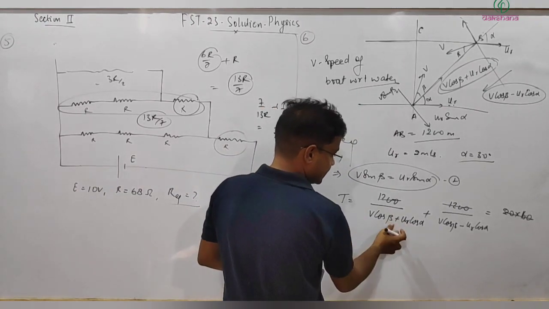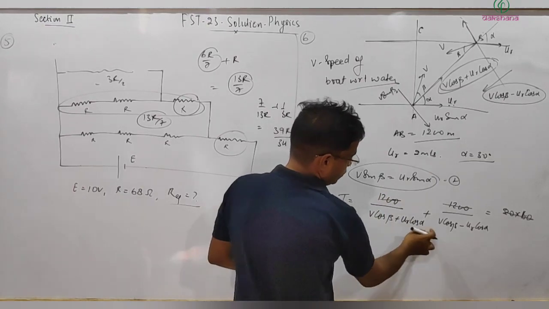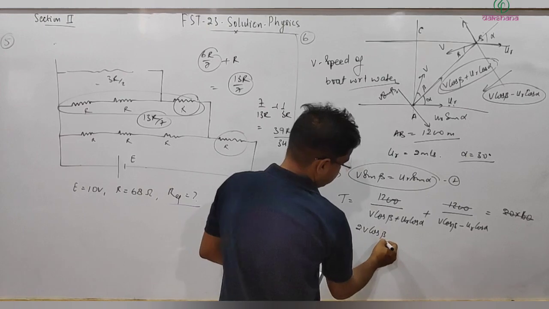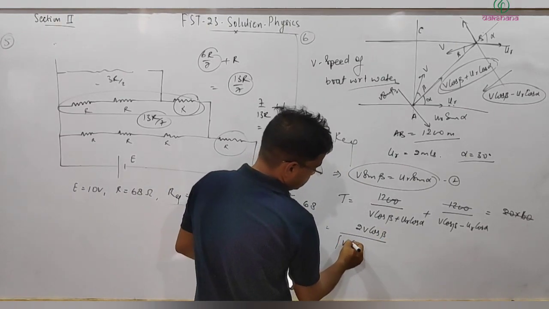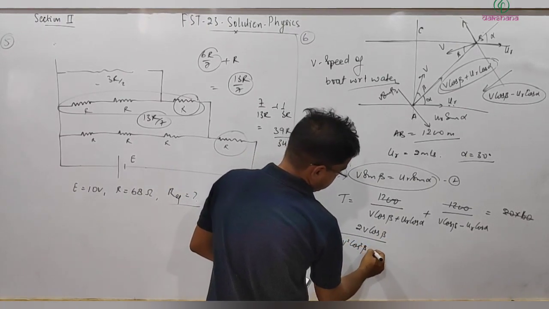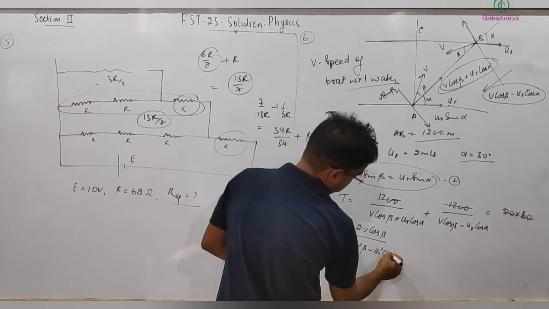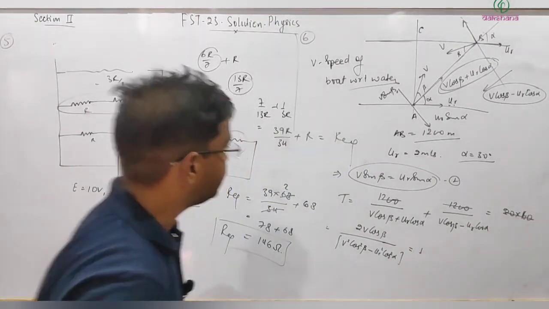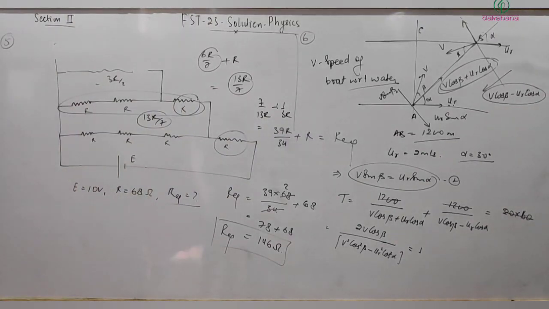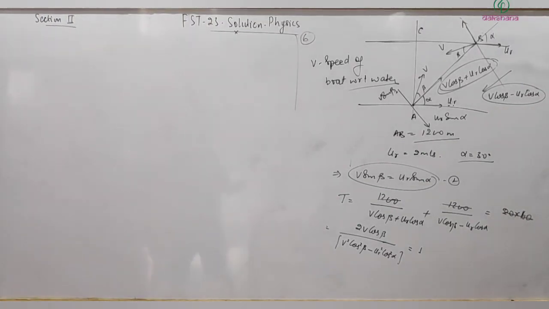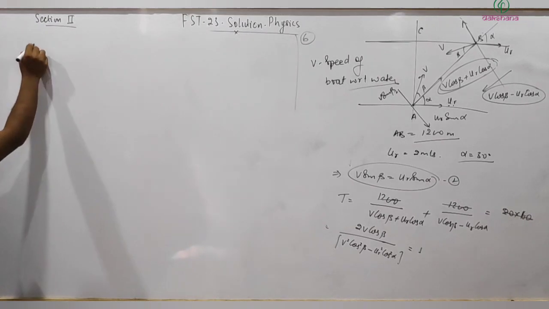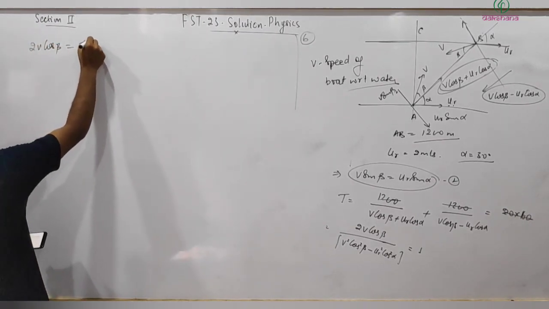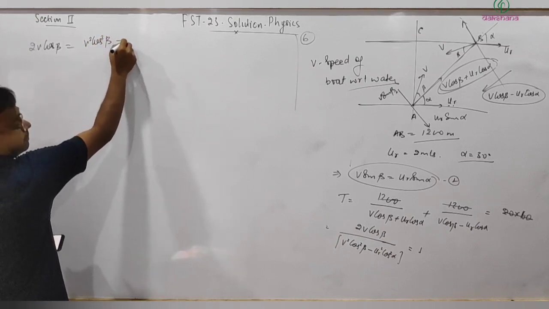Now this 1200 is gone, so we are left with this, and if I take the LCM, it comes out to be 2V cos beta divided by V square cos square beta minus UR square cos square alpha, and that should be equal to 1. So let me erase and simplify it further. Next, simplifying further, we get 2V cos beta over V square cos square beta minus U square.